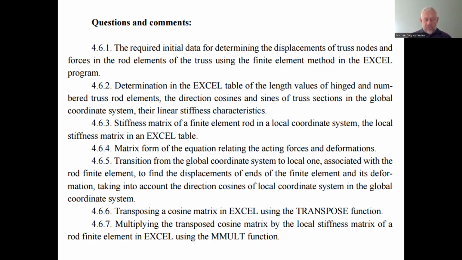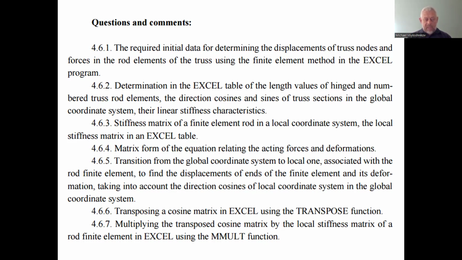So we have two rows. In the first row, in the first column we have cosine, the second element is sine, and the next two are zeros. In the second row we have two zeros, and the last two elements of the second row are the cosine and sine of the inclination of the finite element to the positive direction of the abscissa axis of the global coordinate system.